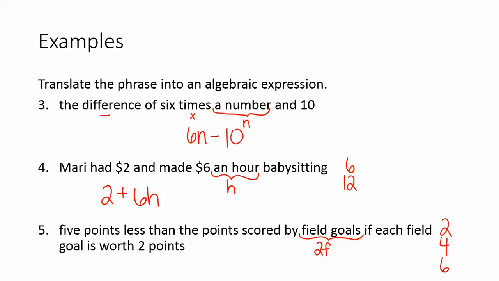So we need to do 5 points less than 2F. But this is not 5 minus 2F because remember it's less than, so it's 2F minus 5. And you'll hear me say that a lot. For "more than" and "less than," you need to switch the order.